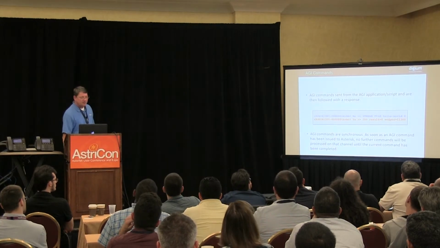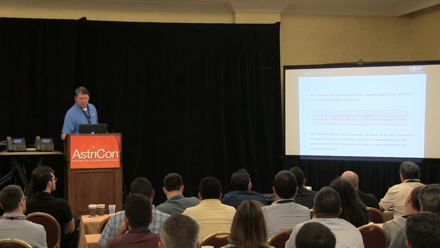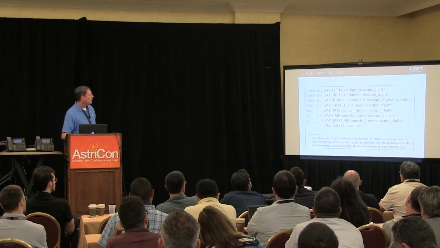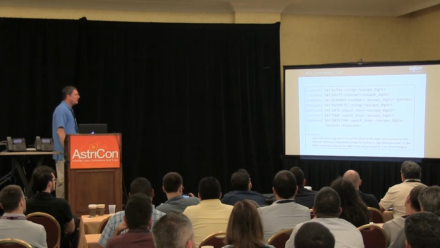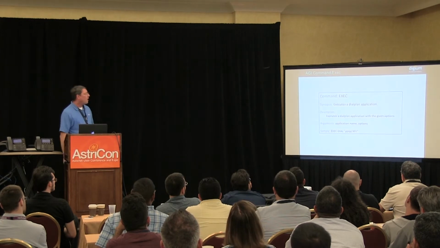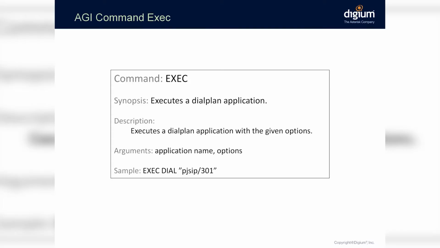Note here that AGIs are synchronous, so you issue the command, you wait for the response to come back before you issue another command. A couple of commands you can use: verbose, if you need to log some debugging. There's a bunch of different say commands. You can have it say alpha, say digits, say number, say phonetic. There's also an exec command, which is pretty powerful. It allows you to exec any dial plan application from within the AGI. So in this case, the example there is executing the application dial and dialing a PJSIP device endpoint.